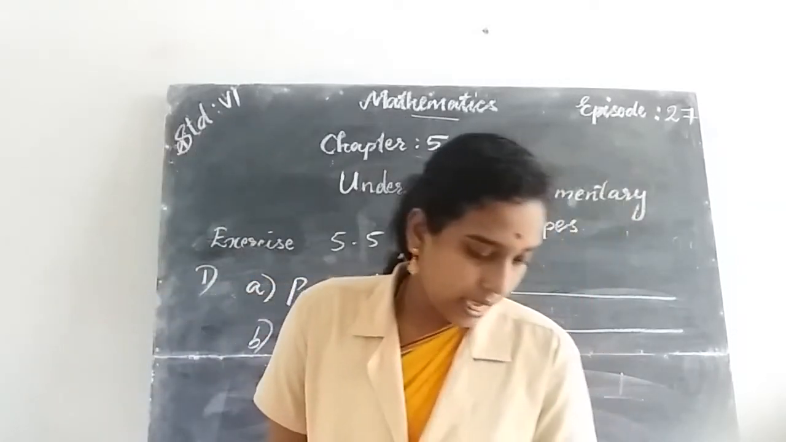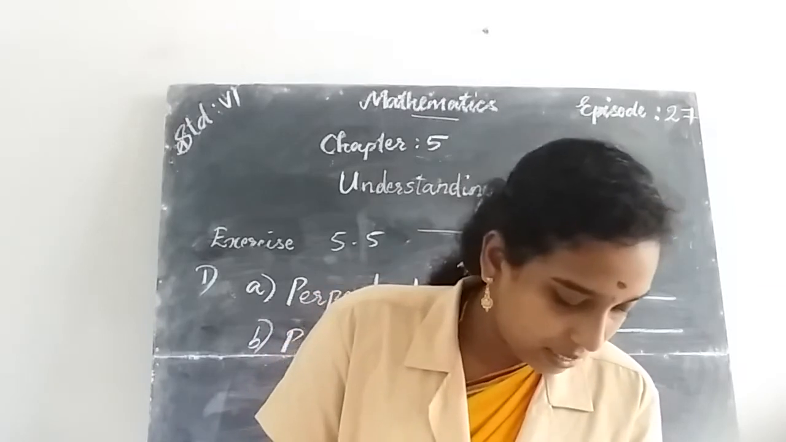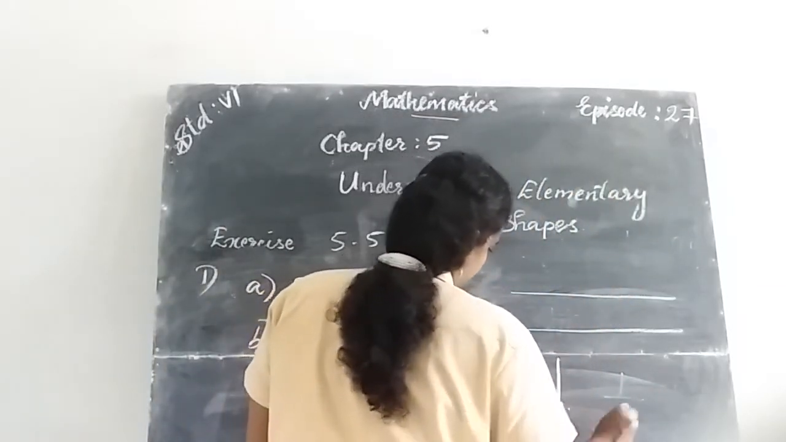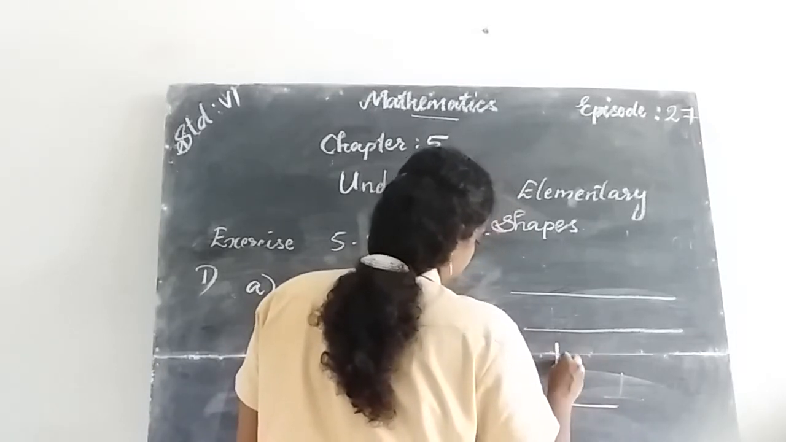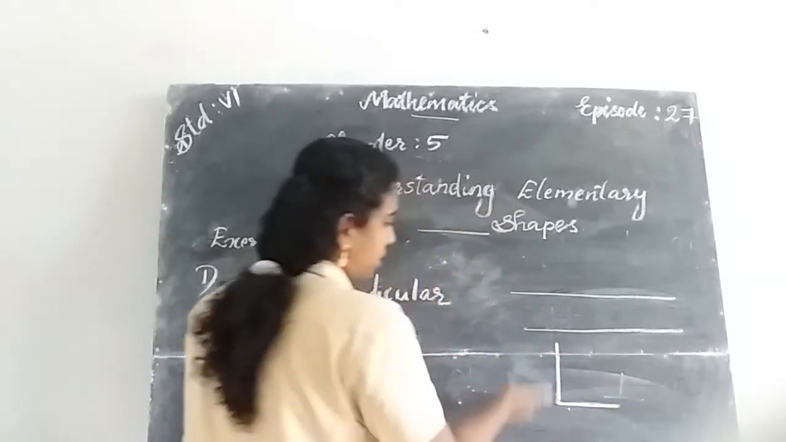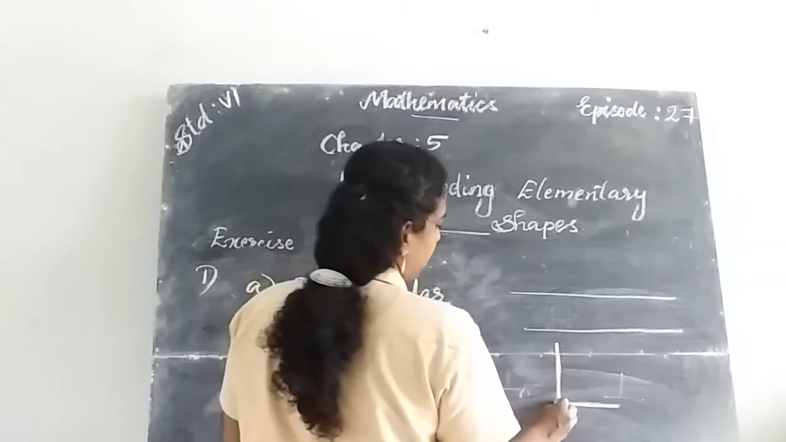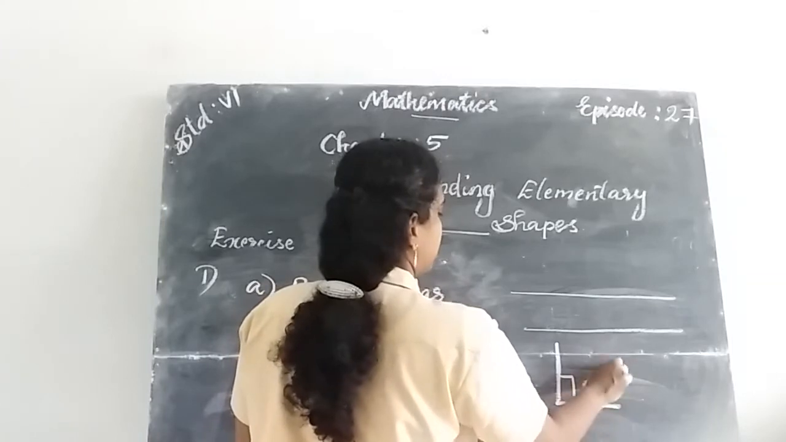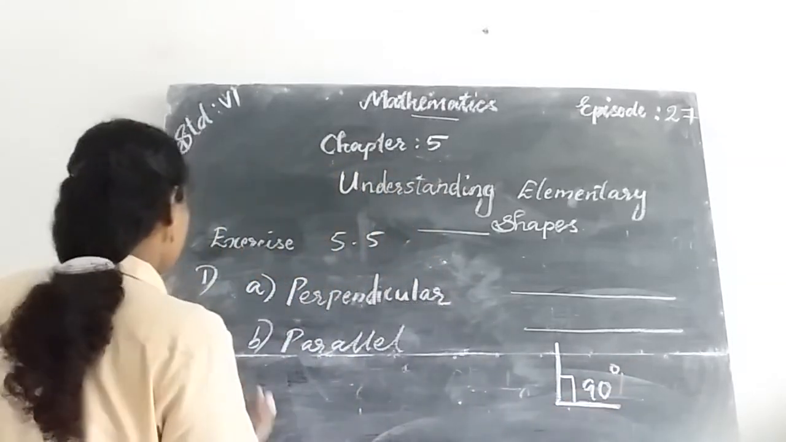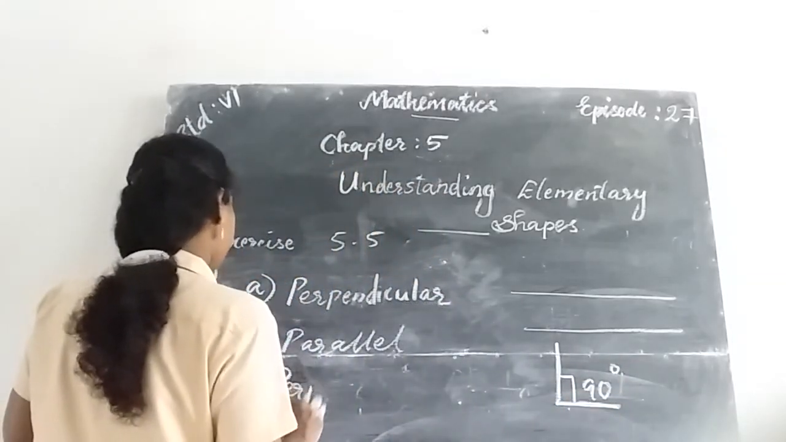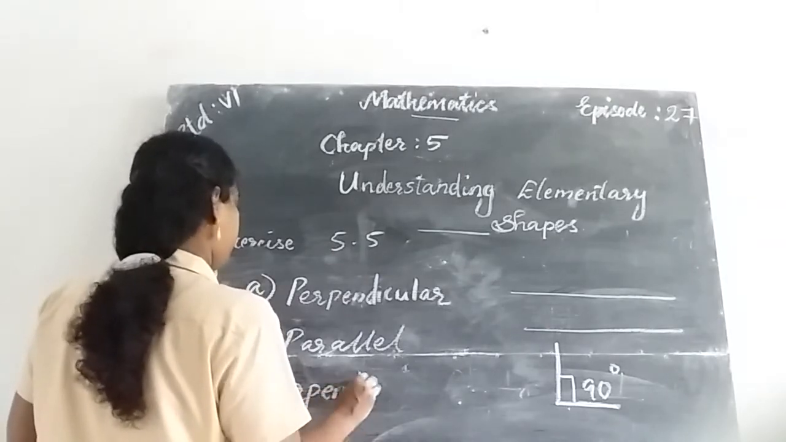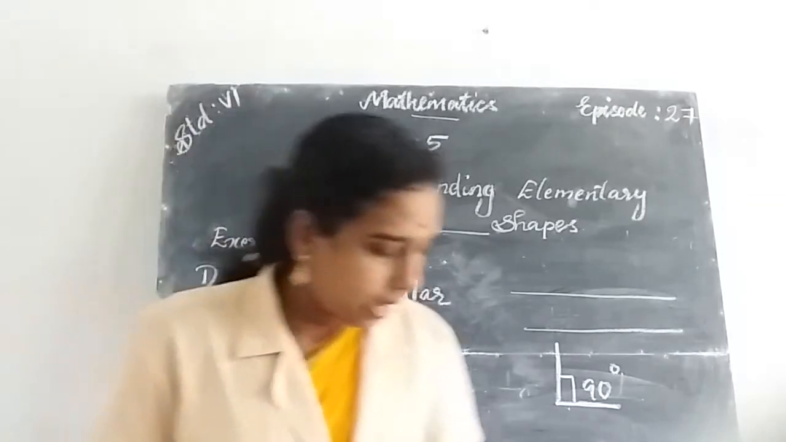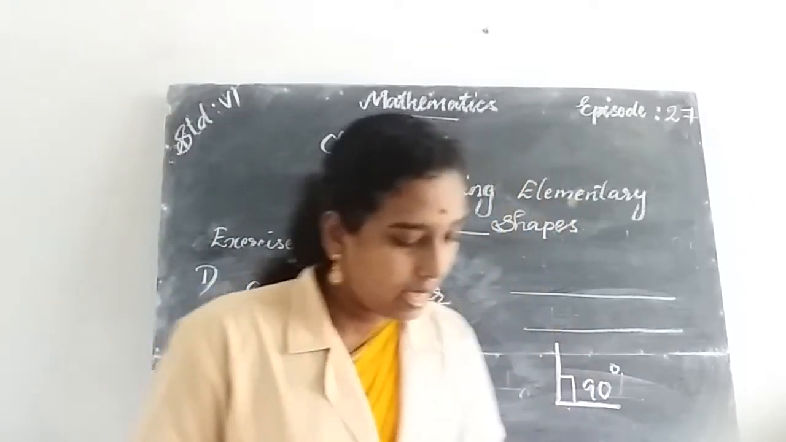Then see the line segments forming the letter L, and we write the letter L like this. Here the adjacent edges of the letter L intersect each other and the angle measures 90 degrees. So it's a perpendicular line. Then next one, the letter V.